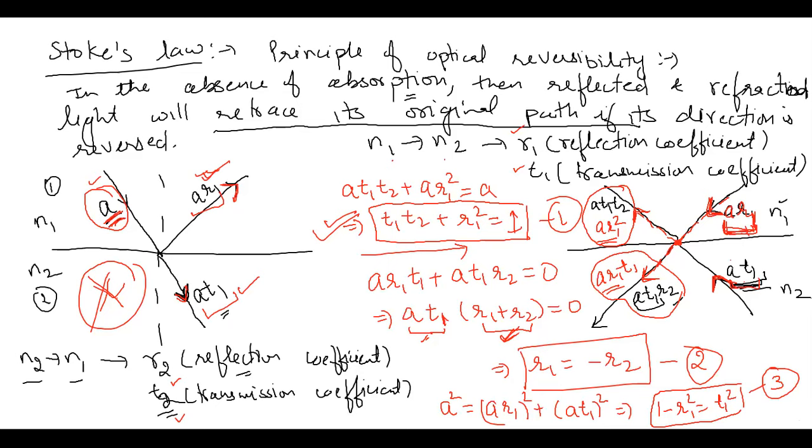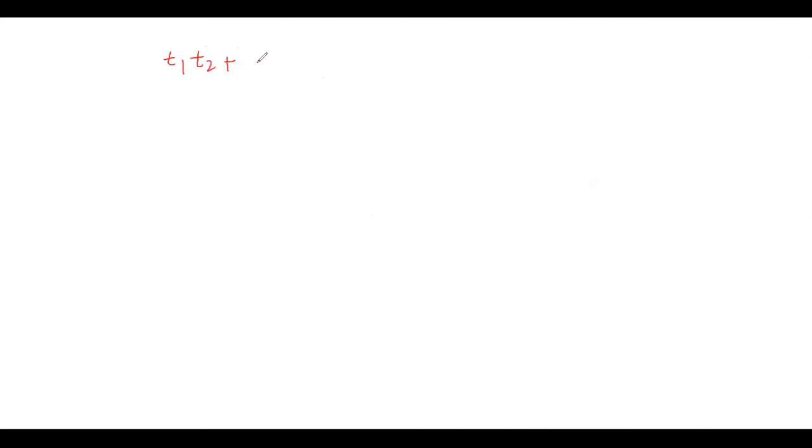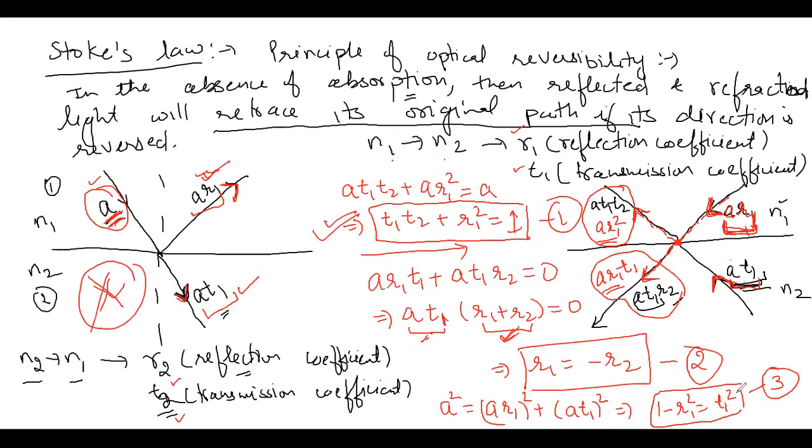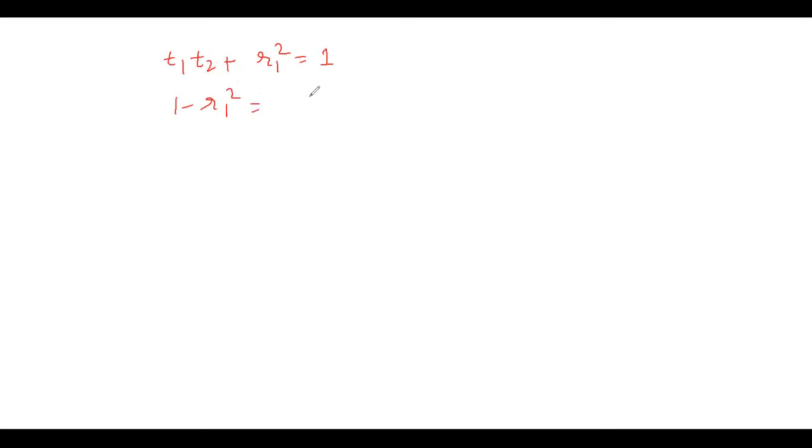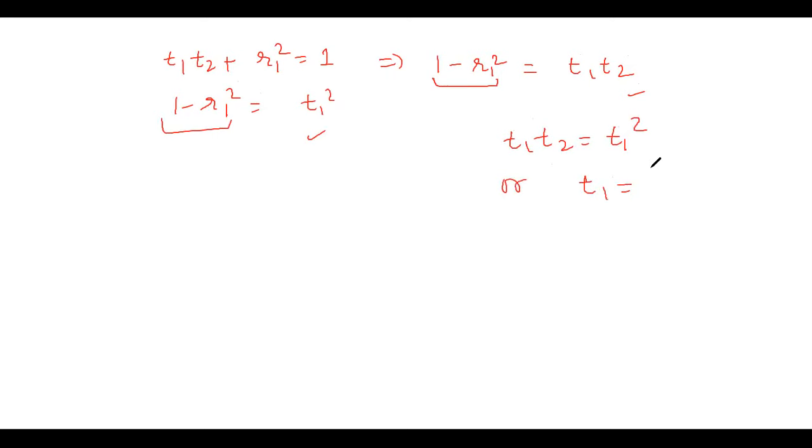So your equation 1 says that T1, T2 plus R1 square is equal to 1. And your equation 3 says that 1 minus R1 square is equal to T1 square. So from here, I can say that 1 minus R1 square is equal to T1, T2. If the left hand side of these two equations is equal, that means the right hand side also has to be equal. What would that mean? That is your T1, T2 is equal to T1 square. Or you can say that T1 is equal to T2.